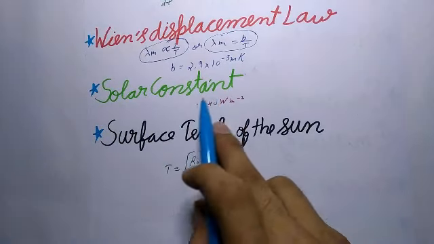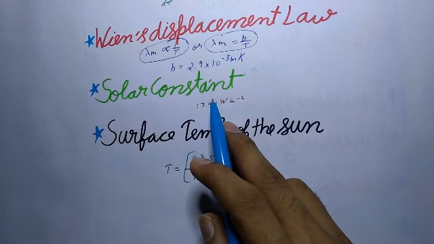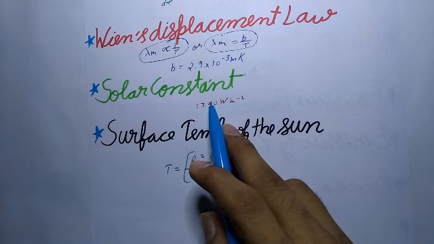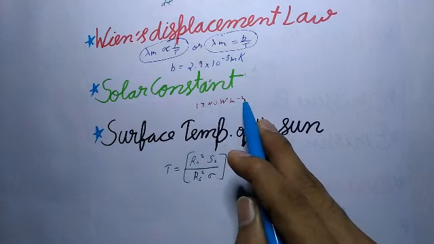Now next is solar constant. It is defined as the amount of solar radiant energy that a unit area of a perfect black body on the earth would receive per second in the absence of the atmosphere, with its surface perpendicular to the direction of the sun rays, and its value is 1340 W m to the power minus 2.